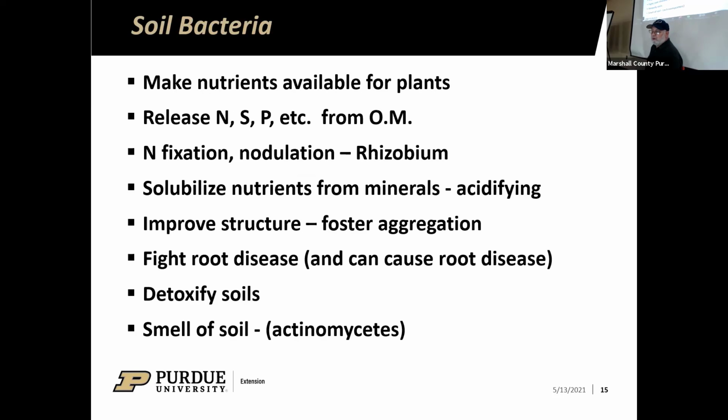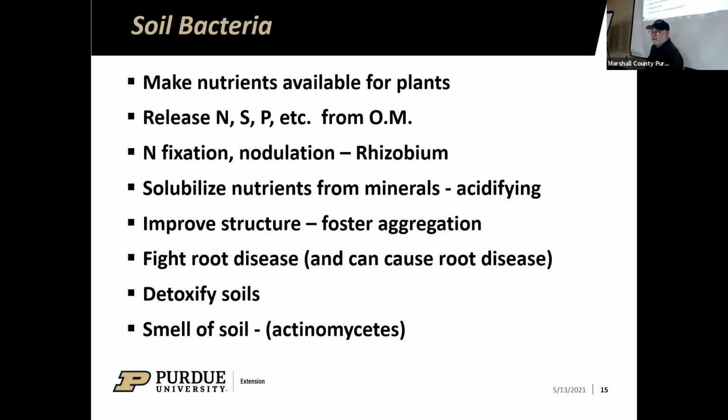Bacteria is kind of one of the major ones that do a lot for us. So they're helping to make nutrients available for our plants. They release nitrogen, sulfur, phosphorus, and other nutrients from the organic matter. The rhizobia are the ones that, there's different types of rhizobia bacteria, and that's why when you're growing legumes, you gotta match up the right rhizobia with the plant that you're growing so that it can have the nodulation and the nitrogen fixation occurring by the rhizobia that has that positive, symbiotic relationship with the plant.